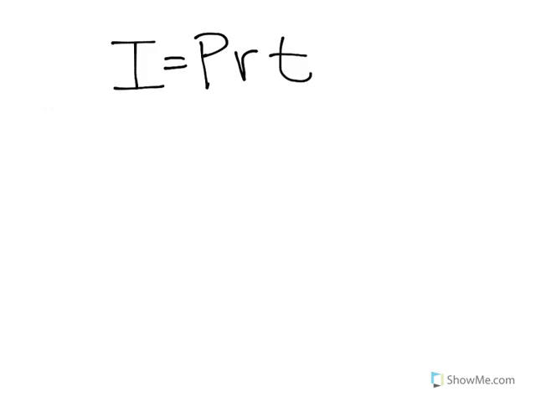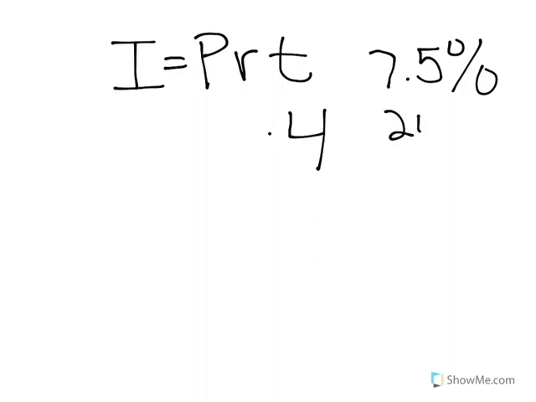Alright, so the problem is Jessica's grandparents gave her $2,000 for college to put in a savings account until she starts college in 4 years. So that's the first piece of information. That's our T, our time. So that's 4 years. Her grandparents agreed to pay her an additional 7.5%. That's important information. Simple interest on the $2,000. So the $2,000 is also important.